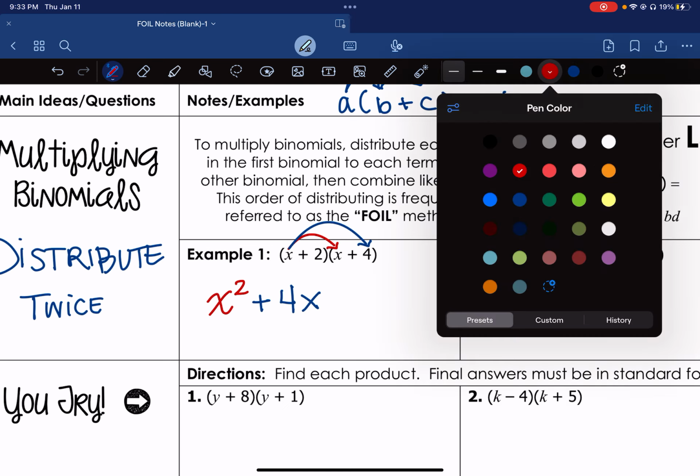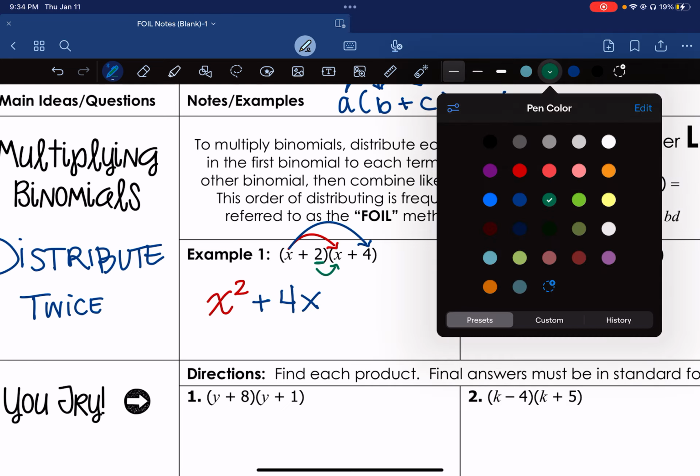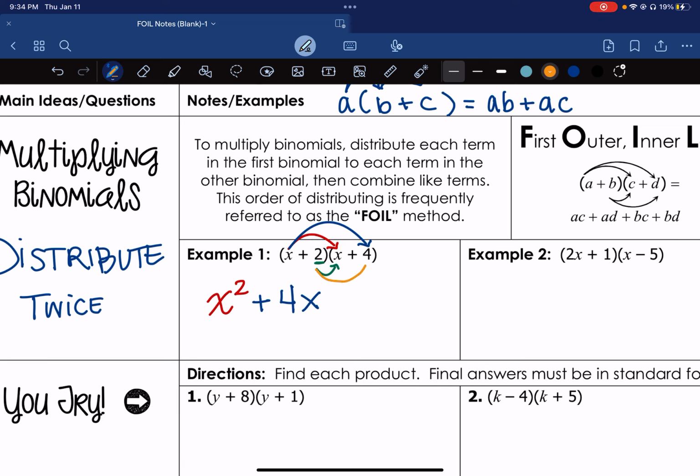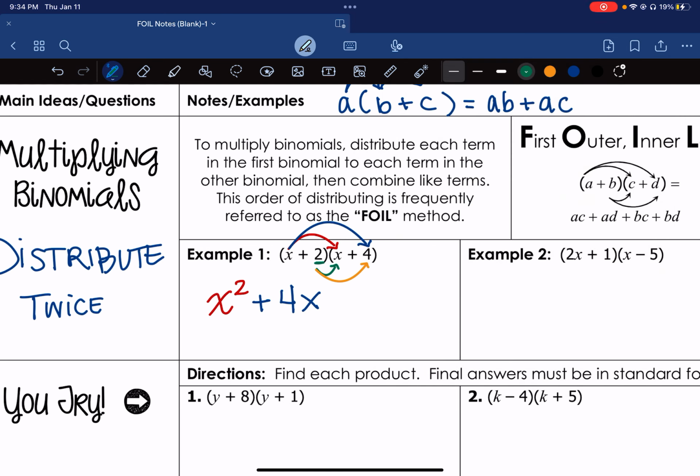Next, you have your second term in that set of parentheses. I'm going to go with green here. We have this 2, all right? I'm going to multiply 2 times the first term in this set of parentheses, and that's 2 times x. And then I'm also going to multiply 2 times the second term in those parentheses, the 4. So 2 times x and 2 times 4. 2 times x, that's going to be plus 2x, all right? And then 2 times 4, that's plus 8.